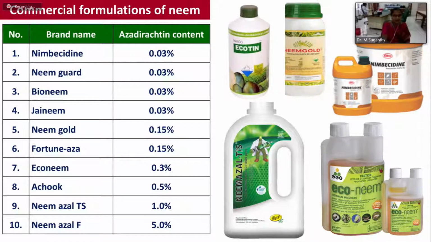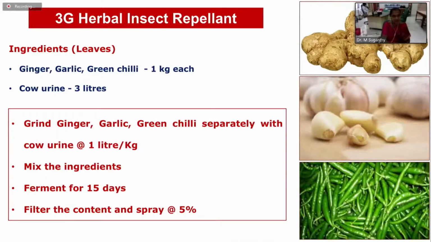Apart from that, we have certain ITKs, indigenous technical knowledge, which have been validated across the entire country by different institutes working on organic farming. One important one is the 3G herbal insect repellent, made out of ginger, garlic, and green chili. It was characterized biochemically, and the bioactive components present in this 3G extract were identified as tetradecane, which is responsible for the antioxidant property, and tetracosane, which has antifungal property.